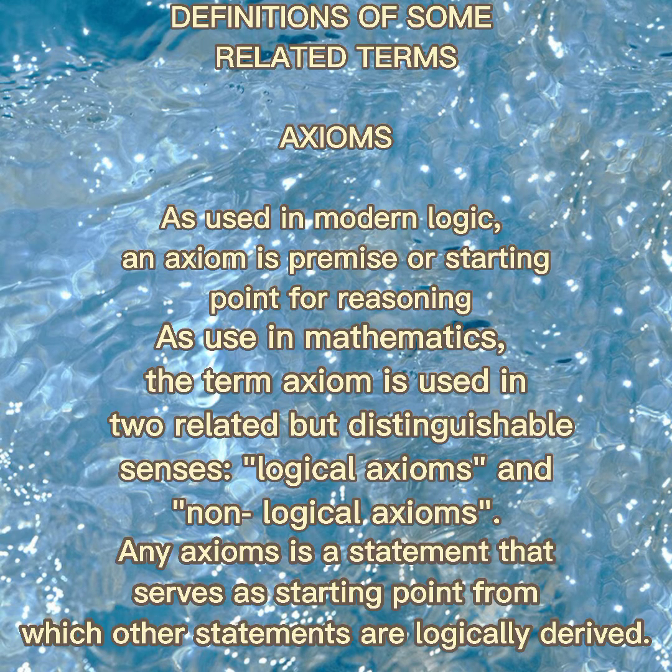Let's proceed to the definitions of some related terms. Axioms. As used in modern logic, an axiom is a premise or starting point for reasoning. As used in mathematics, the term axiom is used in two related but distinguishable senses: logical axioms and non-logical axioms. Any axiom is a statement that serves as a starting point from which other statements are logically derived.